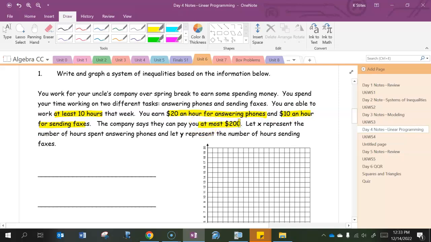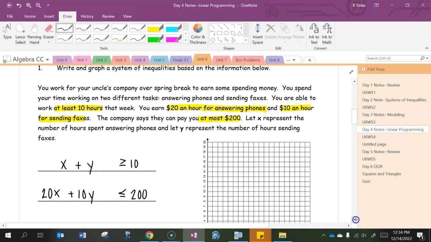And we're going to let X represent the number of hours spent answering phones and let Y represent the number of hours sending faxes. So to start off, my totals are 10 and 200. It says at least 10, so that's a greater than or equal to, and 200 at most, so that's a less than or equal to. 200 is my money, so I know that the 20 and the 10 need to go in that inequality. So it's 20 for answering phones, and that's going to be X, and then 10 for sending faxes. And then finally, I know that X plus Y has to be greater than or equal to 10 because that's the number of hours I can work.